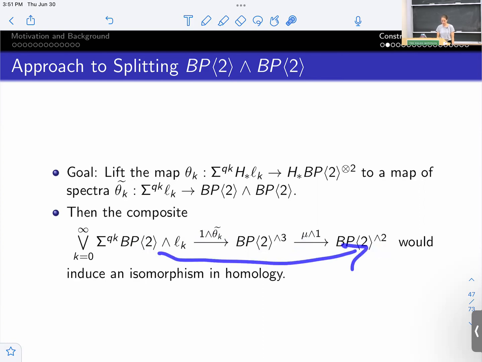The sum of these maps here will induce an isomorphism in homology. So that tells you that you're getting equivalence after P completion. And so then you would be done as long as you can actually realize these maps theta k. So actually showing that the maps theta k can be realized is more involved. So I'll talk about that.